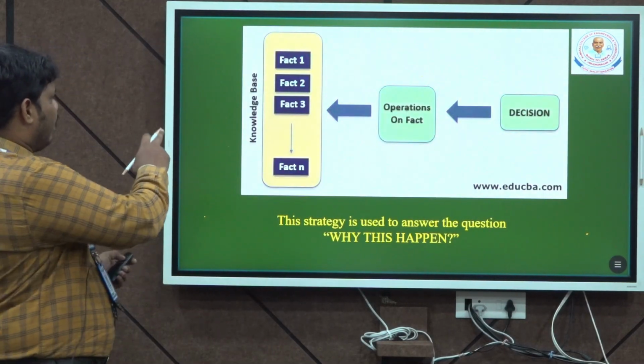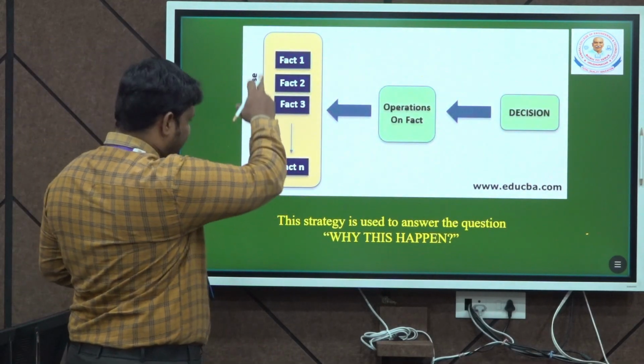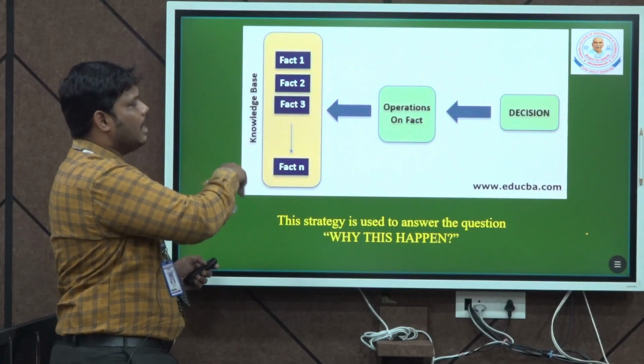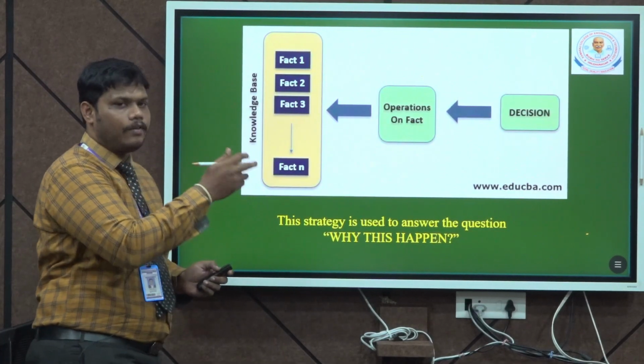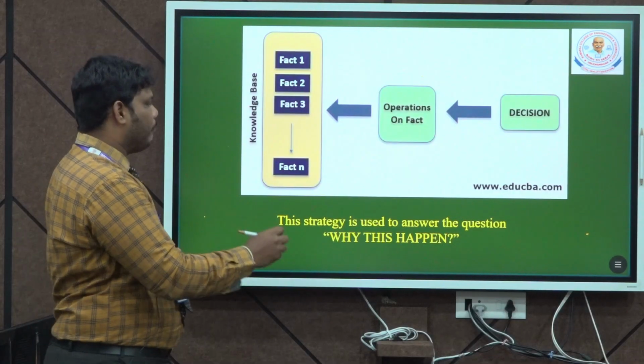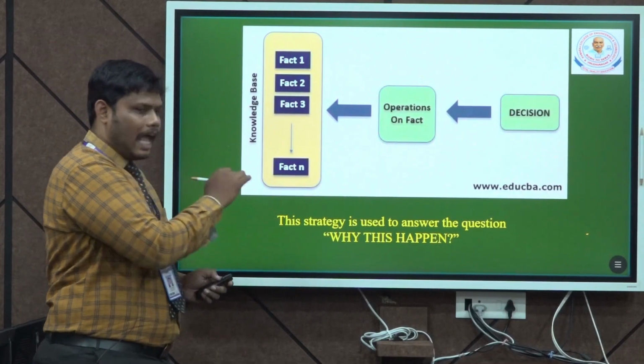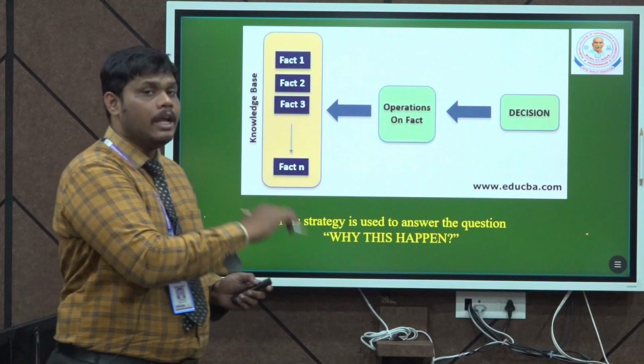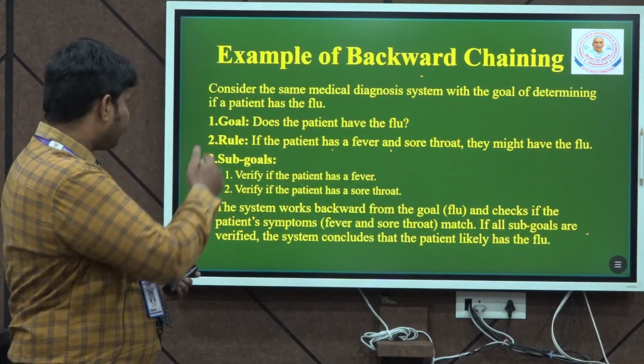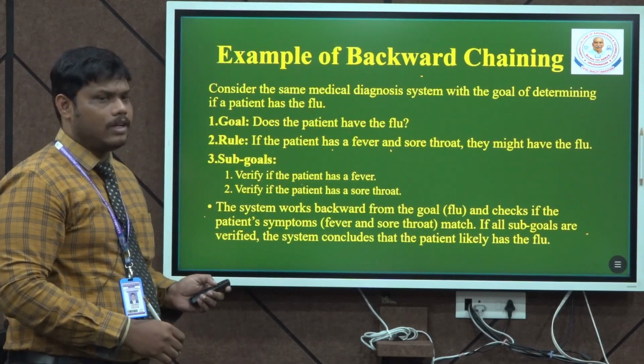In backward chaining also, there are n number of facts in the knowledge base. From the operation on those facts, we have to make a decision. But the main question is, why does this happen? Why does this happen in backward chaining? Let us see some examples in backward chaining.